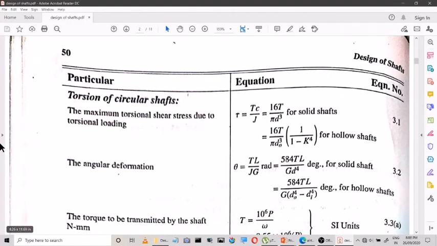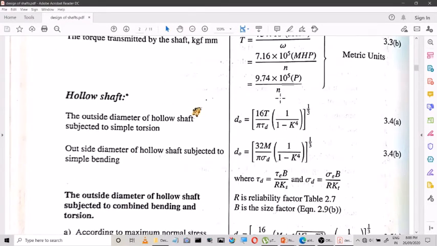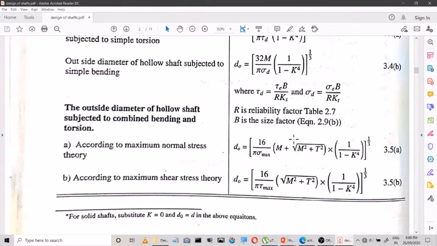Now let us look at the equations here. All the equations are provided with the consideration of a hollow shaft. Now look at equation number 3.1. What is there for a solid shaft? 16T divided by pi d cube. If you rewrite this equation, you can find the diameter of the shaft. If you substitute k equal to 0, what will you get? 16T divided by pi tau D, to the power of 1 by 3.